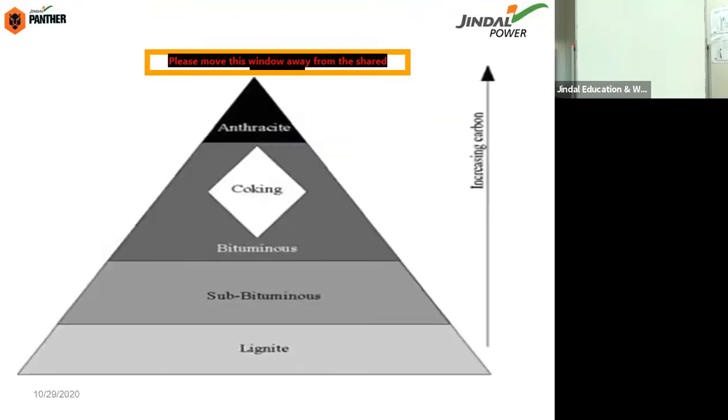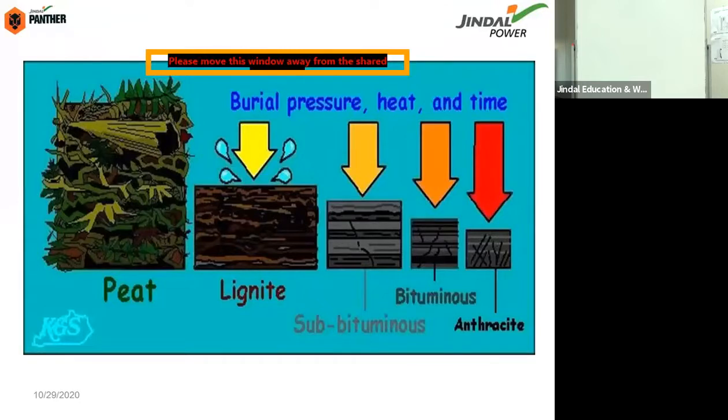Next slide, please. This is a pyramid structure of coal: lignite, subbituminous, bituminous, and anthracite. Bituminous and subbituminous coal are used in power plant generation, and steel plants use bituminous coal for making coking coal. Next. This is the classification of coal: peat, lignite, subbituminous, bituminous, and farthest is anthracite. Day after day, year after year, in the geological process, pressure, heat, and time are the three main factors for the coal making process in natural cases.